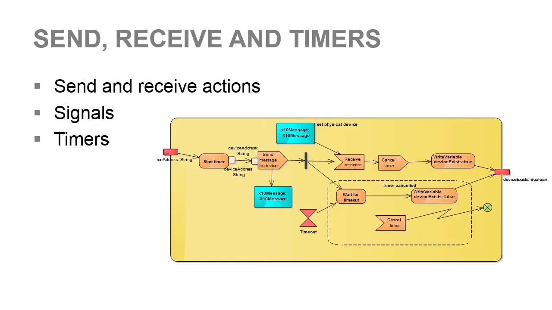In this movie, we'll look at actions that send and receive signals or messages, and at timers. We'll look at the two types of actions for sending signals and accepting events, the use of signals as object nodes, and timers that allow you to put time-triggered actions into activity diagrams.